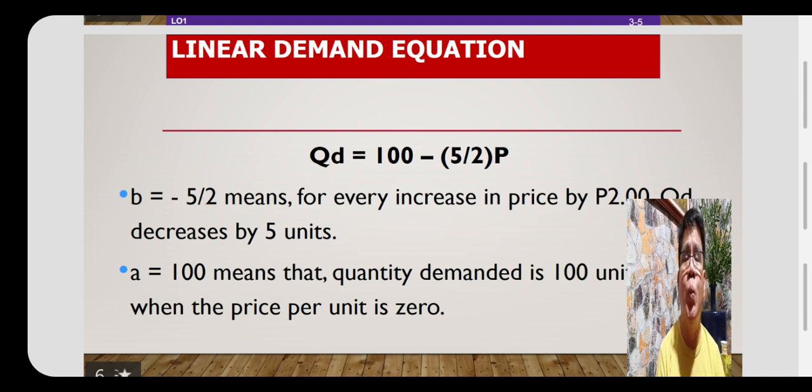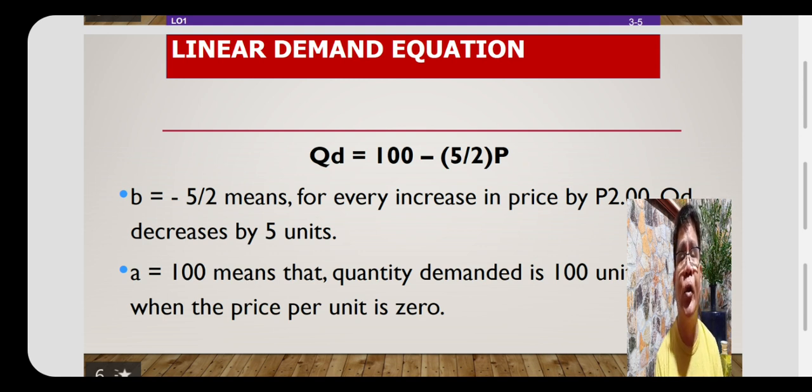B, or slope, which is a value of negative 5 over 2, can be interpreted as: if the price of the commodity increases by 2 pesos, the quantity demanded decreases by 5 units. Or it can be stated in this way: for every increase in price by 2 pesos, quantity demanded decreases by 5 units.